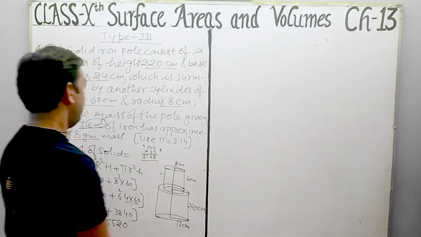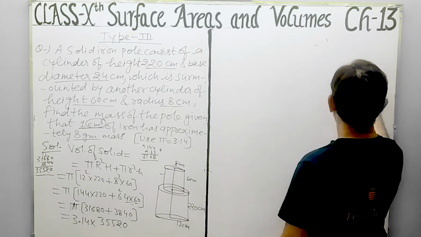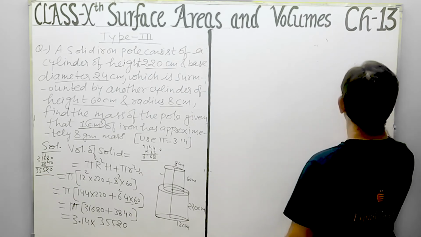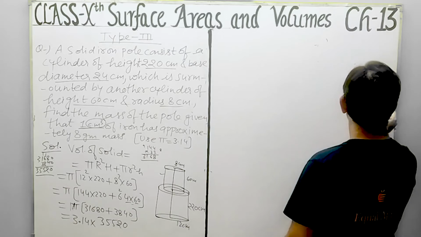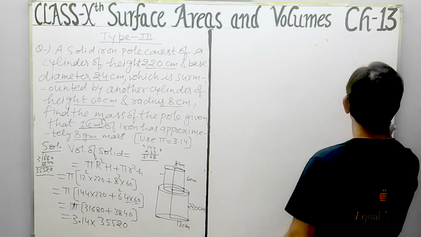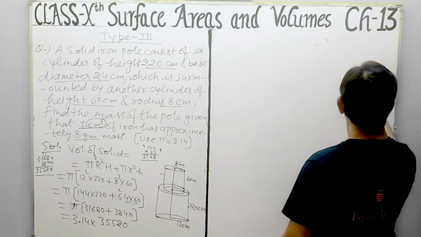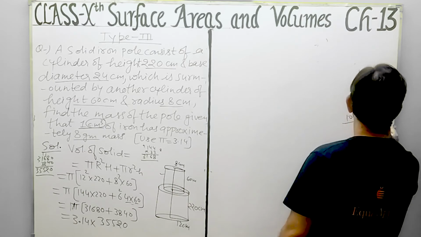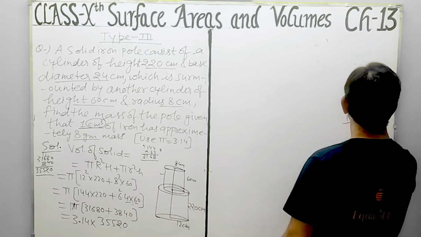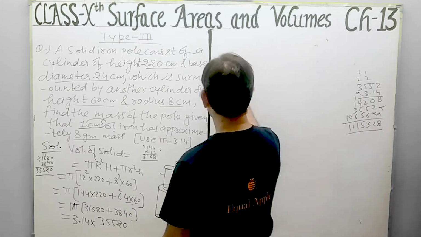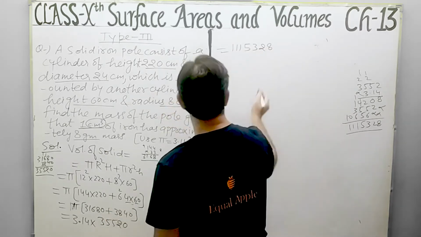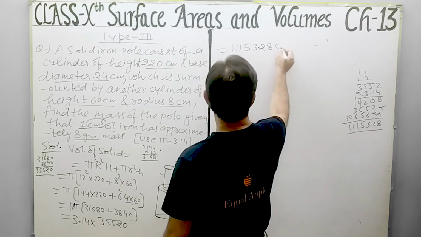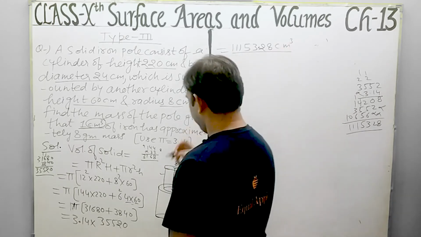Now we will multiply this 35520 by 3.14. After multiplying, this will be 111532.8, and the point comes after 2 places, so it is 1115.328 or as computed in the video. This is the volume of the given solid.